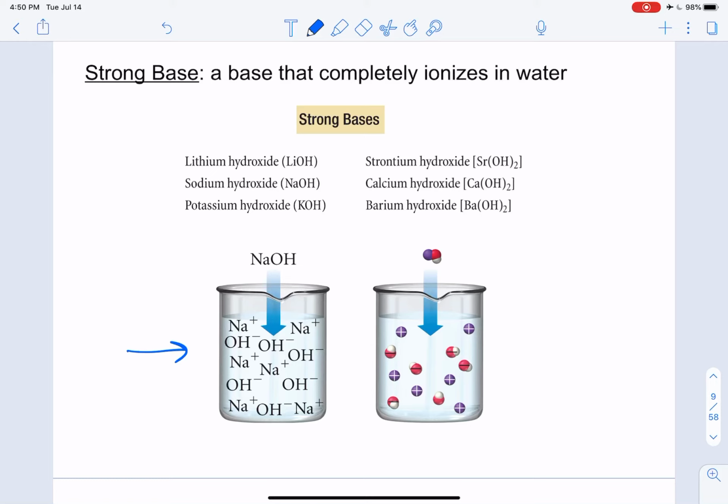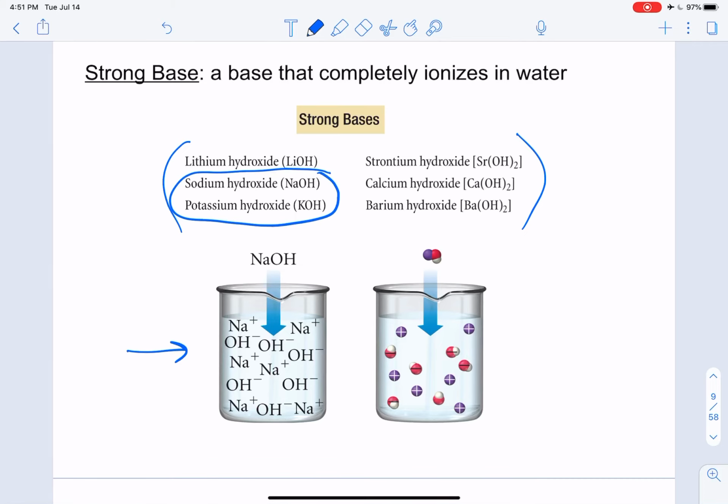And here's a list of our strong bases. So lithium hydroxide, sodium hydroxide, potassium hydroxide, those are all very common bases that you'll see in chemistry, especially these two. These ones over here, we don't see them as often. They tend to be a little less soluble than the ones on the left, but they will give off their hydroxide ions and cause a basic solution there.